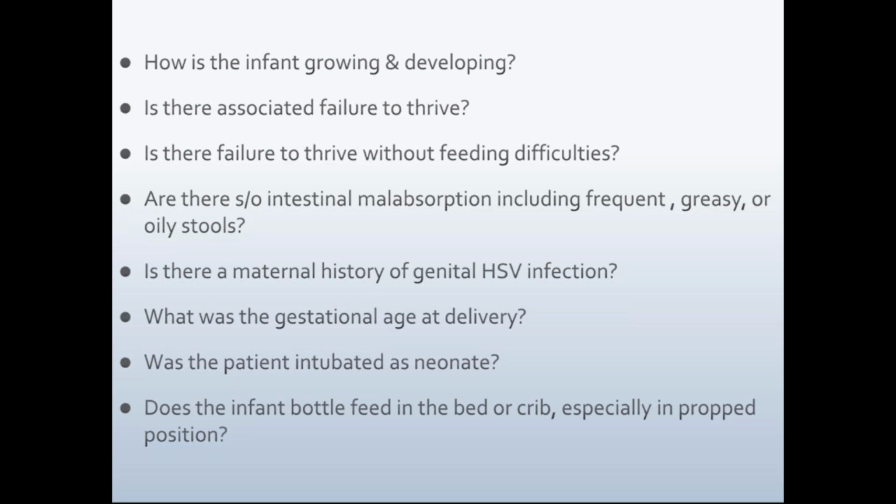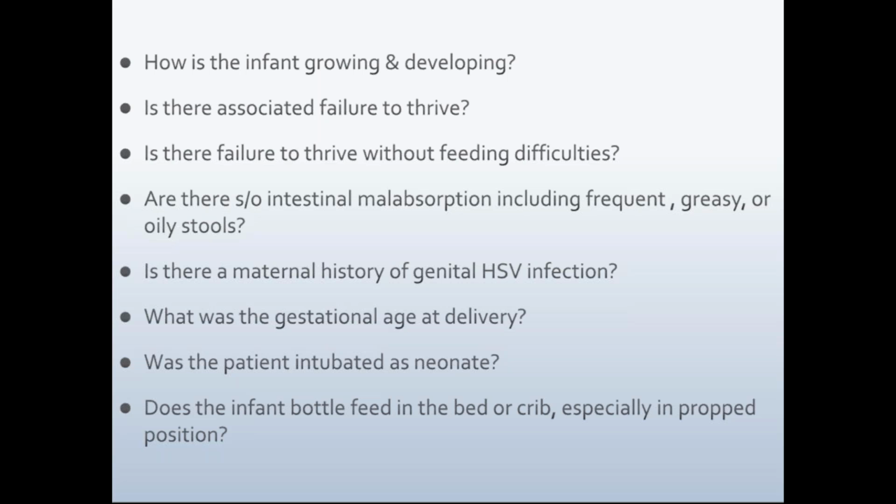How is the infant growing and developing? Because I already discussed chronic conditions, the failure to thrive you expect, malabsorption you expect, vitamin deficiencies you expect. So you have to know the growth of the child, and also is there any associated failure to thrive one must appreciate during your history and physical examination.